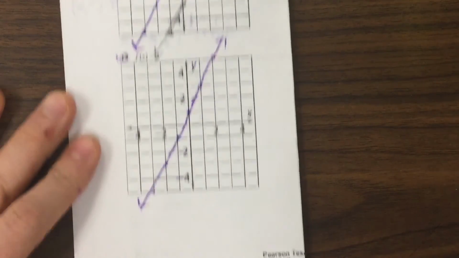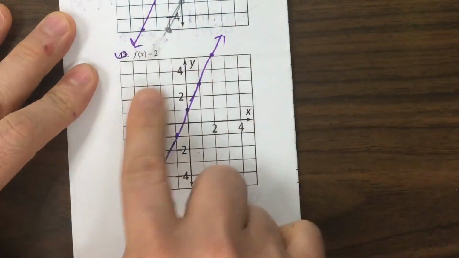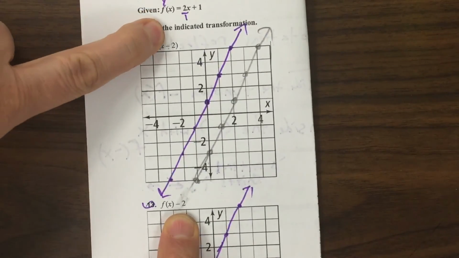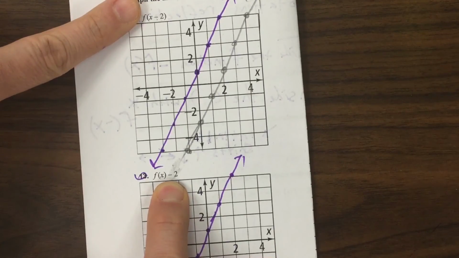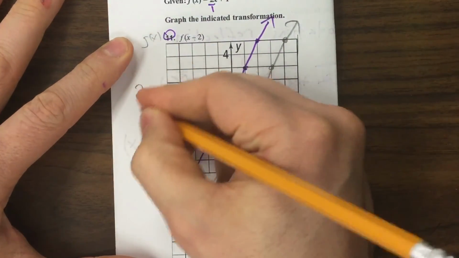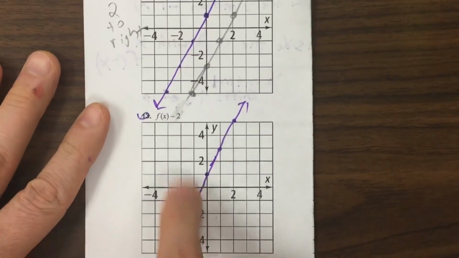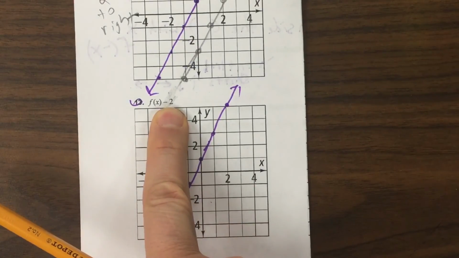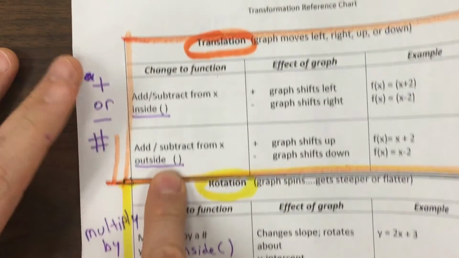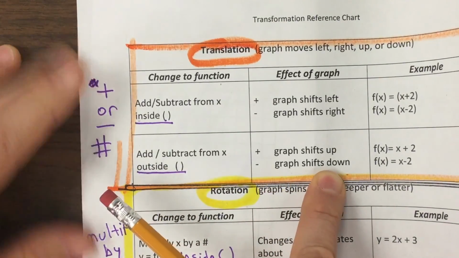Okay? Number 13. Number 13 is also a minus 2, but notice the difference. Here it's in the parentheses, here it's out of the parentheses. How's it going to change? Now I'm going to go ahead and jot this down. This is 2 to the right is how that translated, okay? This one, a minus 2 outside of parentheses. So we go to add or subtract a number outside parentheses, 2 down.